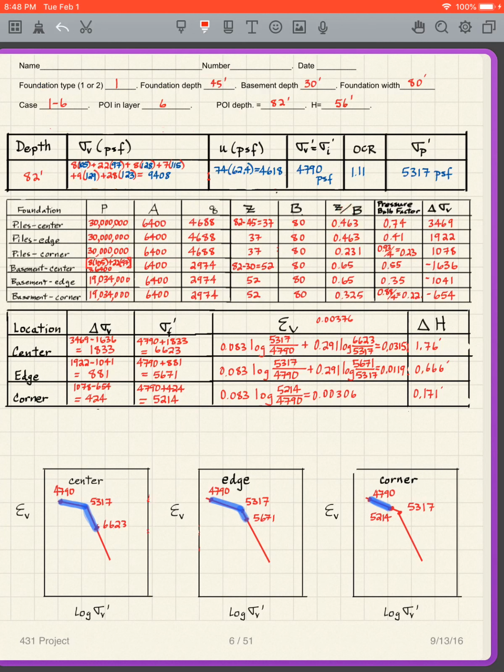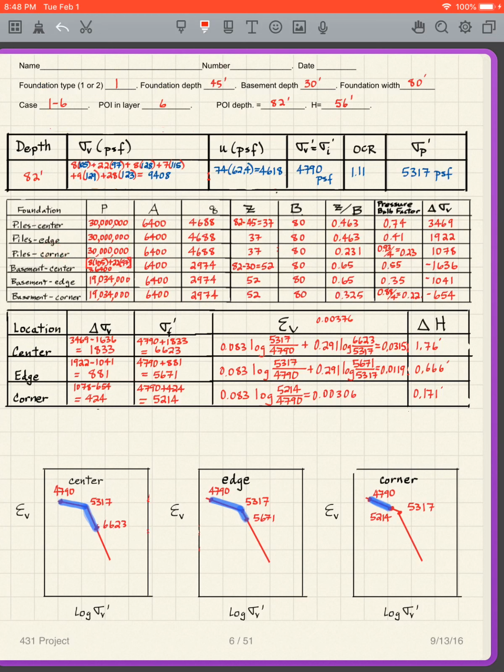Now, remember what we're looking at here. We're looking at the center, the edge, and the corner. And this is a little bit of a trick: for the Z over B, I've got to divide that by 2, if you remember. So it's 0.463 divided by 2 because it's the corner.